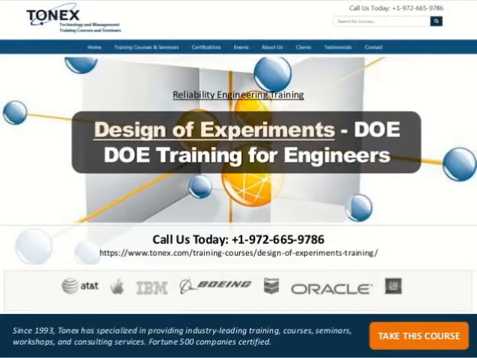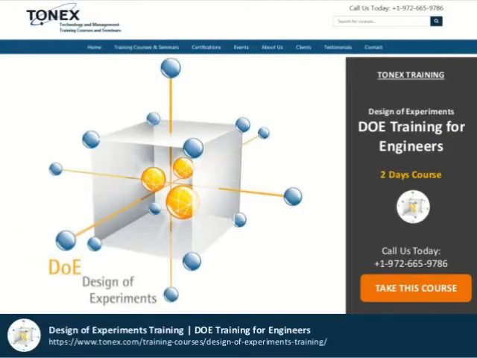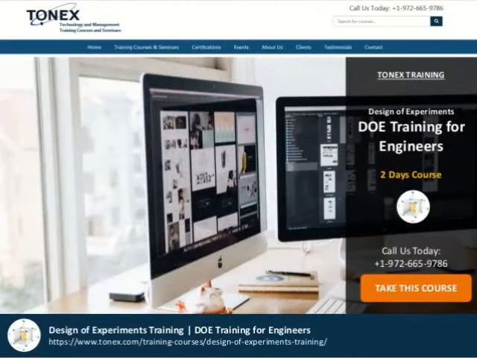The Design of Experiments Training. DOE Training for Engineers course is intended to show you both theory and hands-on prerequisites important to run and execute the DOE. DOE, or Design of Experiments, is here and there called a Statistically Designed Experiment.